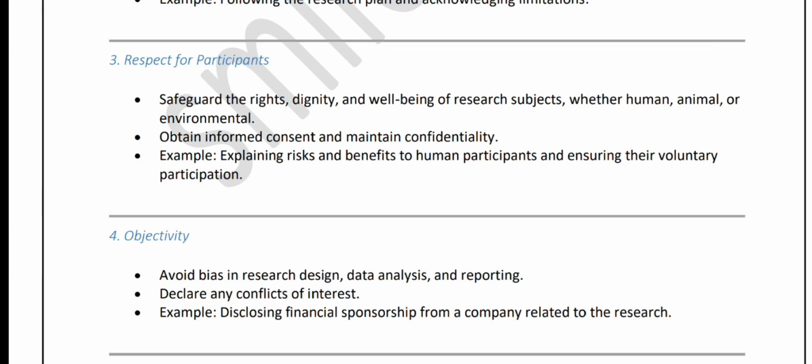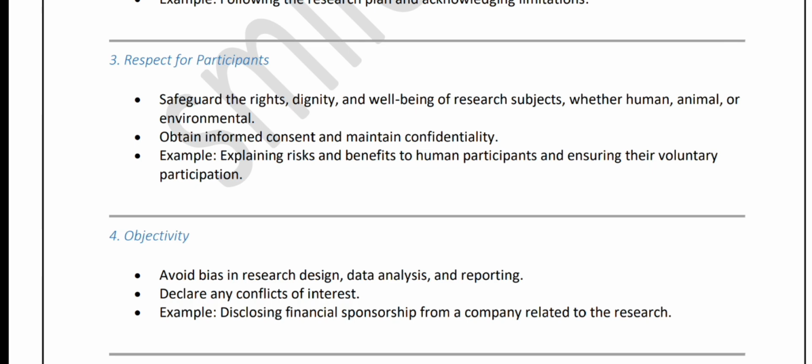Very important, no? So when the word "respect" is there, give respect and take respect is very important. This is one of the best examples for this. So safeguard the rights, dignity, and well-being of research subjects, whether human or animal, or environment. So any living being, human or animal or birds, everything, give respect to participants when you are studying with you and walking with you, anything can be.